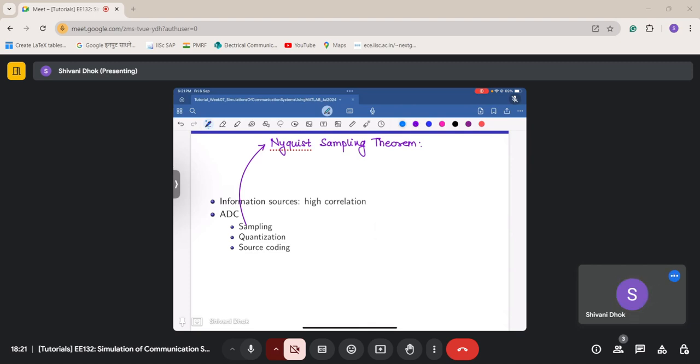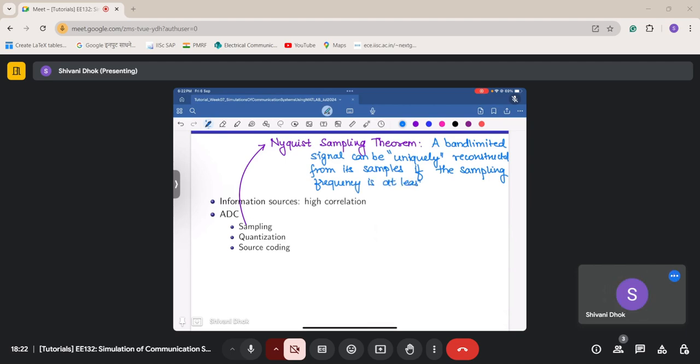So what it says is a band limited signal can be uniquely reconstructed from its samples if the sampling frequency is at least twice the maximum frequency in the signal.